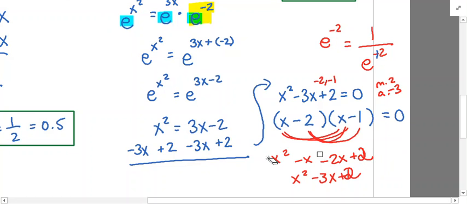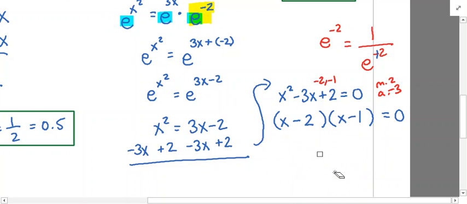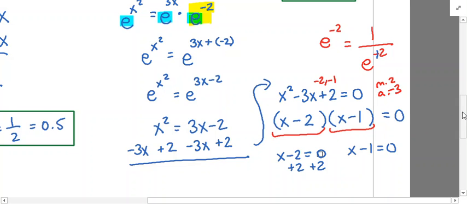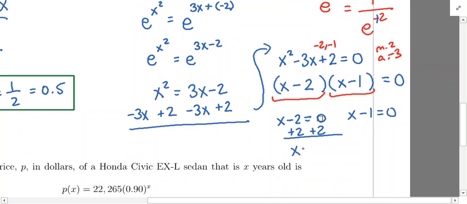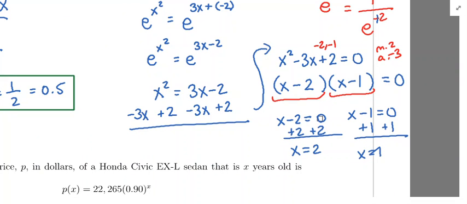Now we need to take each factor. We have two factors, the x minus 2 and the x minus 1. Set them equal to 0 and solve. So we got x minus 2 is equal to 0, x minus 1 is equal to 0. I'm going to move the 2 over, so x equals 2 is a solution. Move the 1 over. x equals 1 is the second solution here.